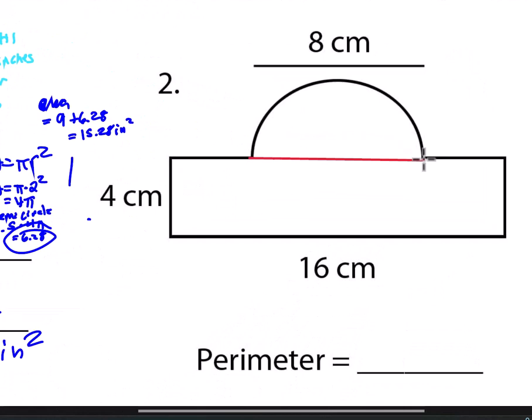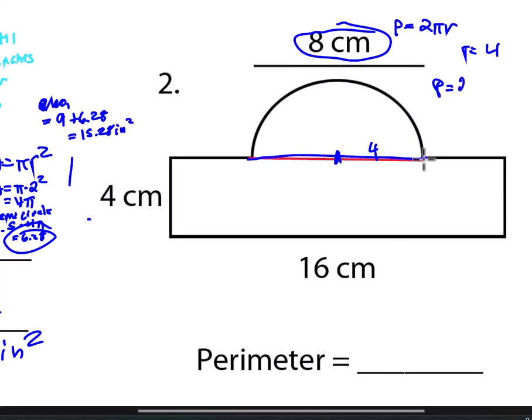Let's start with the semicircle. The perimeter of a semicircle is the circumference, which is 2 pi r. Well, we have to figure out r. Right here, all the way across the circle is 8 centimeters. So the radius has to equal 4. So the perimeter is going to be 2 times pi times 4, or 8 pi. But that's only half of a circle, so we want half of that. And so the perimeter of the half circle is 4 pi.